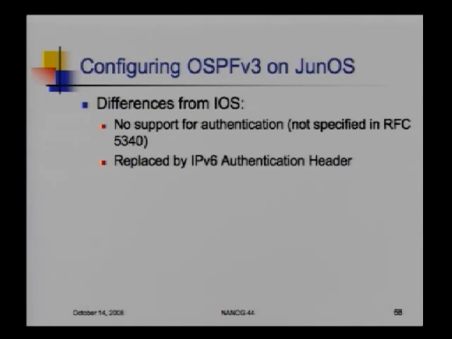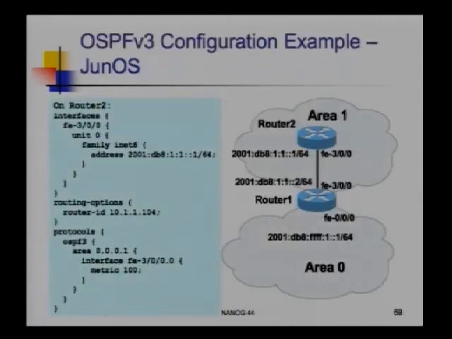Now, configuring OSPFv3 on Junos, a difference from IOS is no support for authentication, basically because it's not been specified in RFC 5340, and it's generally replaced by the v6 authentication header. I didn't actually get any configuration examples of what could be done, but I'm sure somebody will correct me at some stage. So, just doing a general configuration example, again, the same picture we had before.